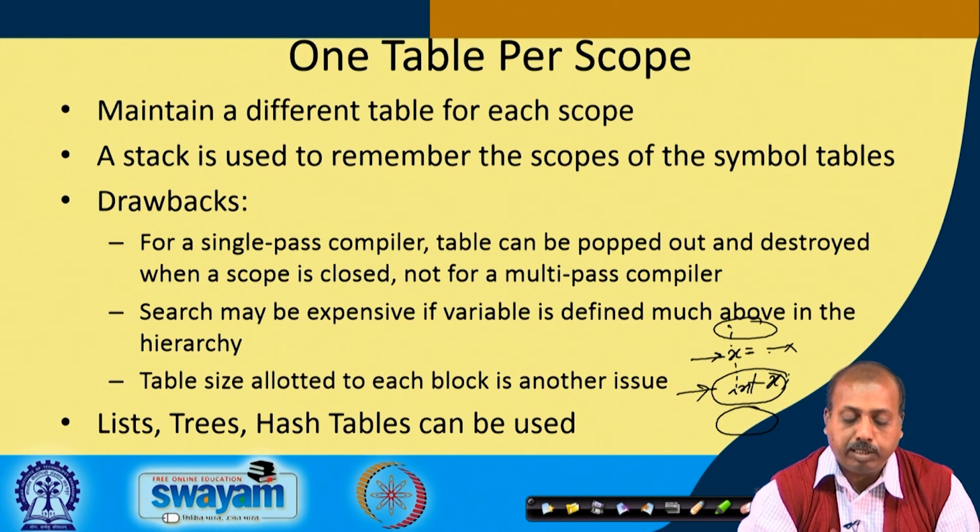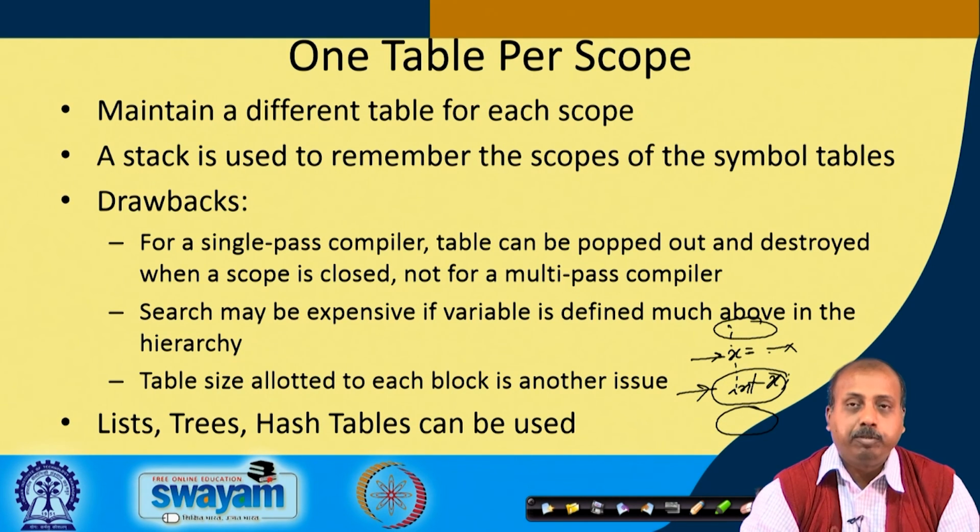Table size allotted to each block is another issue, because how big a table you will assign to individual blocks. If the size is not estimated properly, then we may give either a small number or a large number of cells. As a result, the table may be underutilized, or it may be that the table is not sufficient. So, all these data structures like lists, trees and hash tables can be used for this one table per scope type of organization.